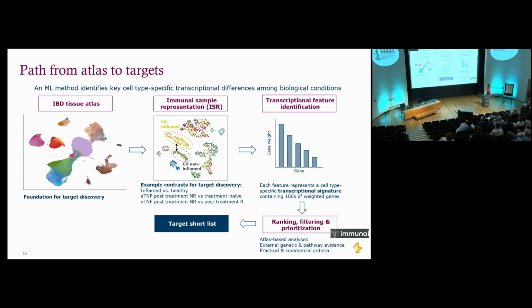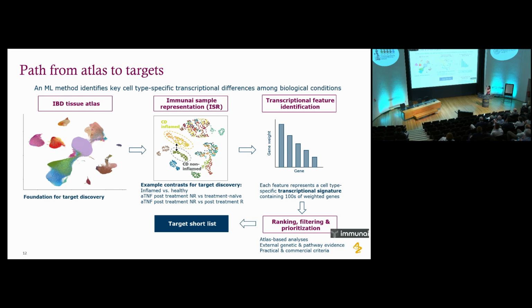So after constructing this IBD tissue atlas, which is represented on the left by a UMAP plot, we applied some advanced methodology. And we used ImmuneAI's proprietary representation learning method to represent individual samples in this multidimensional latent space. So each dot here does not represent a cell anymore, like on the left plot, but each dot in a way represents a sample now, where the color indicates the biological condition. For example, an inflamed sample, a non-inflamed sample, a responder, a non-responder.